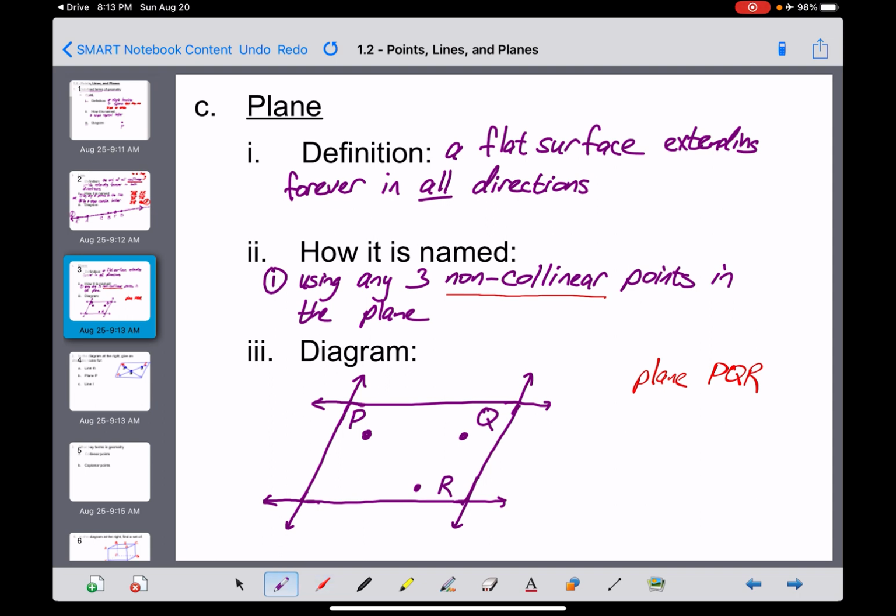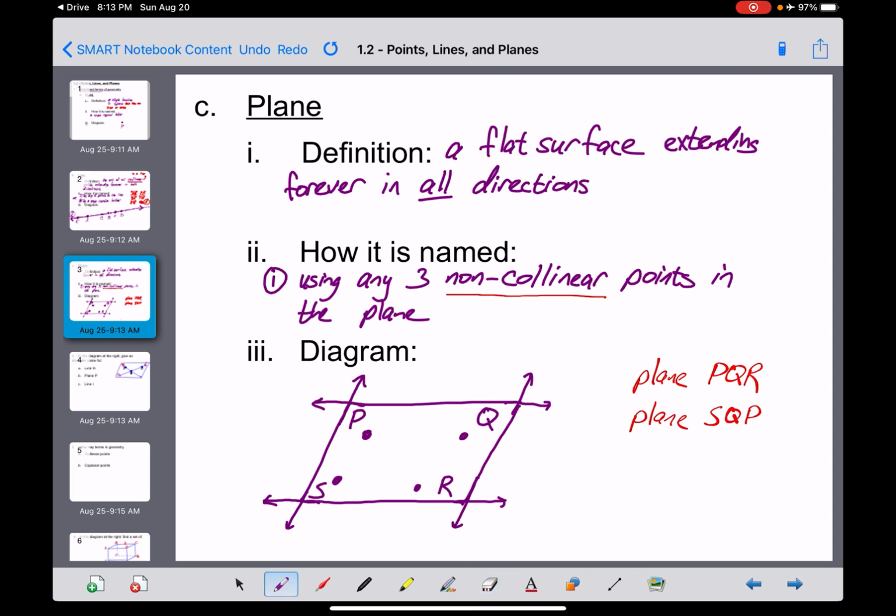It also gets confusing, though, because there are a lot of points in a plane, like an infinite number. So if I were to put point S right here, you could also name this using three different points. Like I could name this plane SQP, and that's actually the same plane as PQR. However, guys, this is something people do wrong all the time. What you cannot do is call this plane PQRS. We do not name a plane with 4 points. It can only be 3 right there. So that's the most common way of naming a plane.